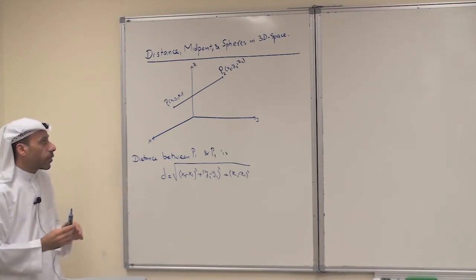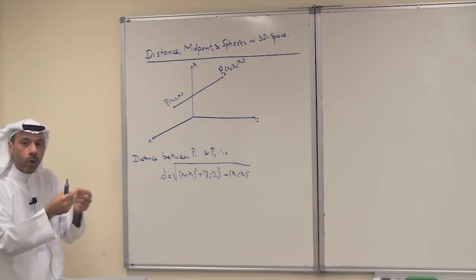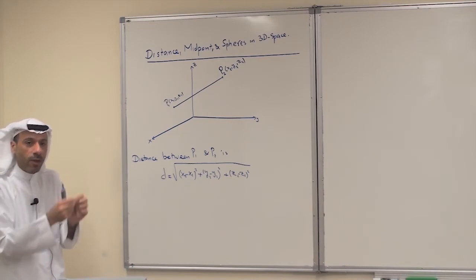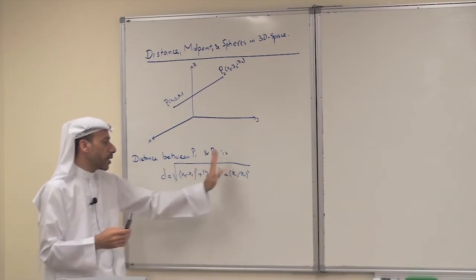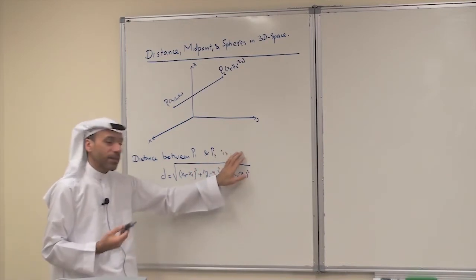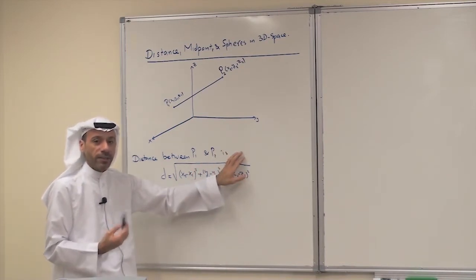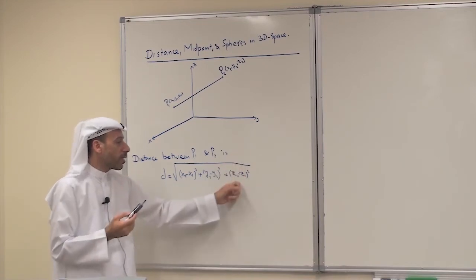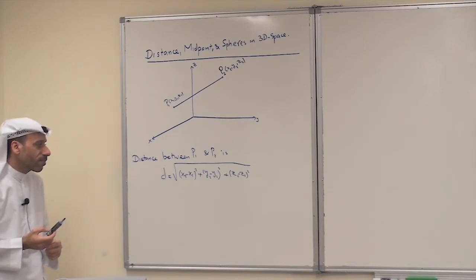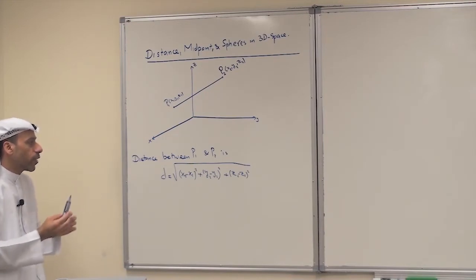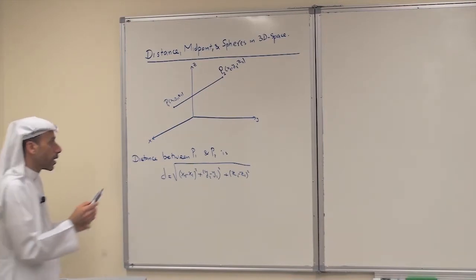Notice in the plane, if we have just two points with x coordinate and y coordinate, the formula for the distance is exactly the same, except the third term is not there. In three space, we have the extra term, the z component. So this is how to find the distance between two points.